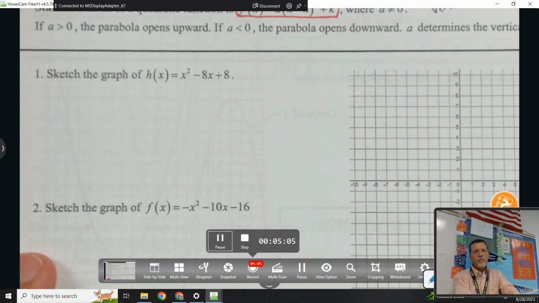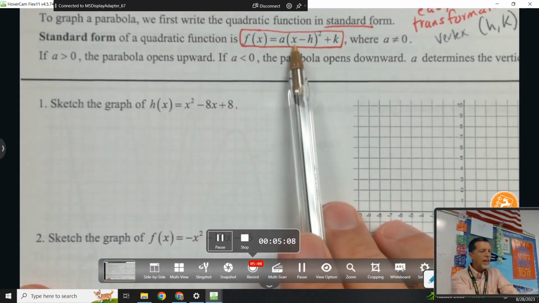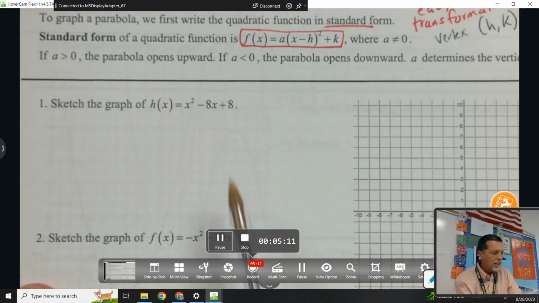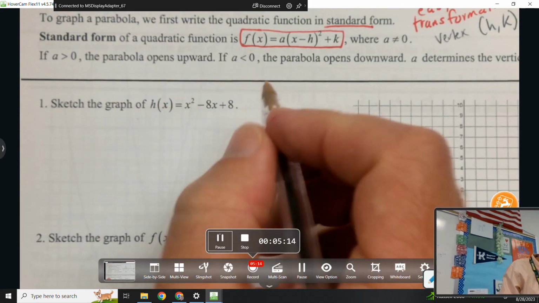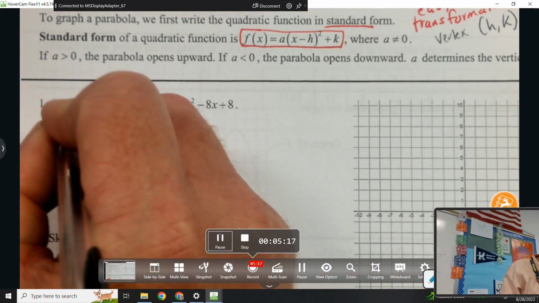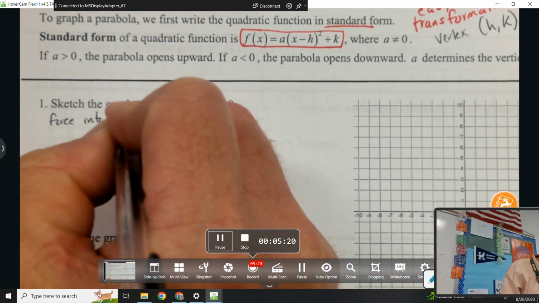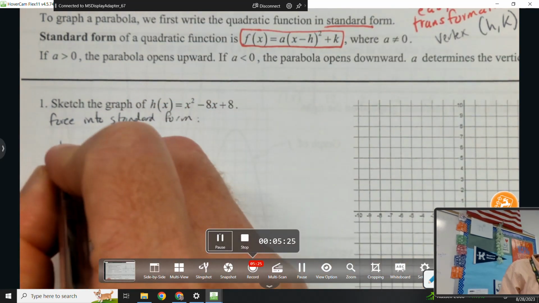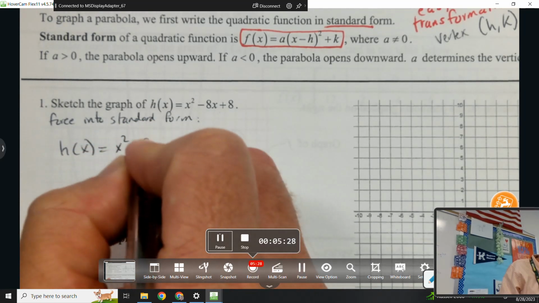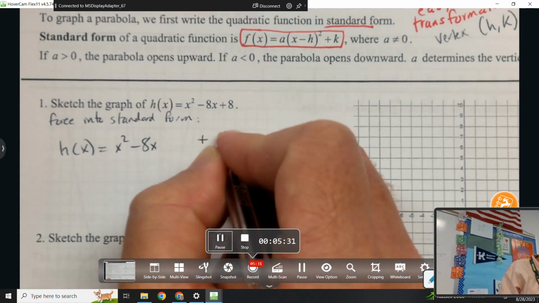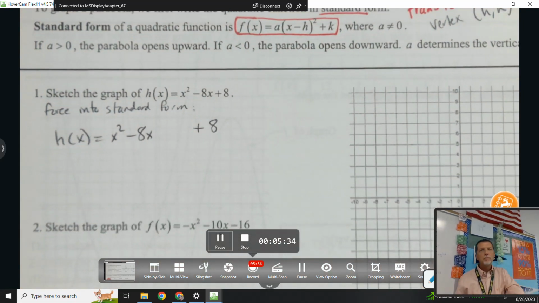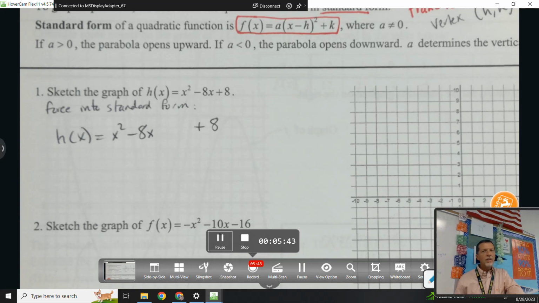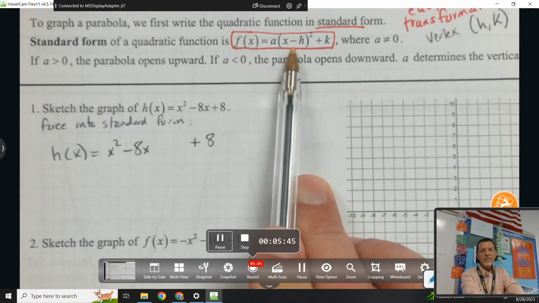Number one, sketch the graph of that thing. Well, of course, that thing is not in the format we'd like, so it's hard to know what that looks like. So instead, we're going to force it into standard form. So h of x equals x squared minus 8x. I'm going to leave some space and put a plus 8 out there at the end. Do you know why I'm leaving space there? Complete the square. I want to complete the square because I want it to look like standard form.